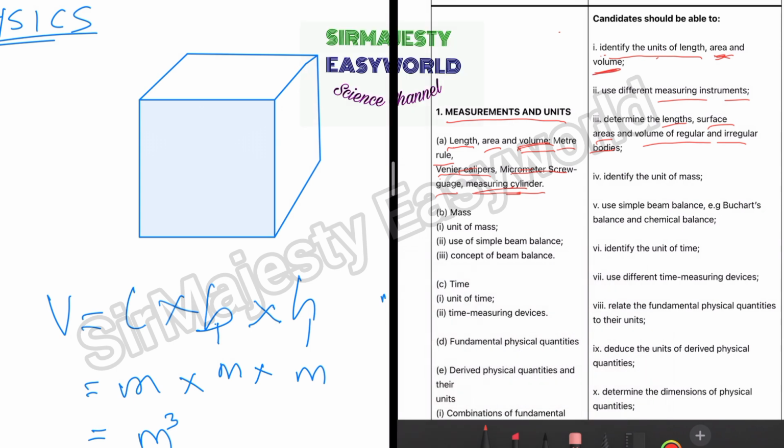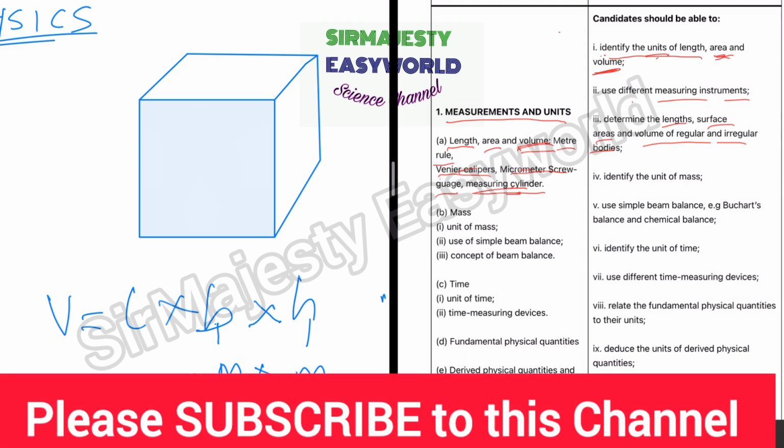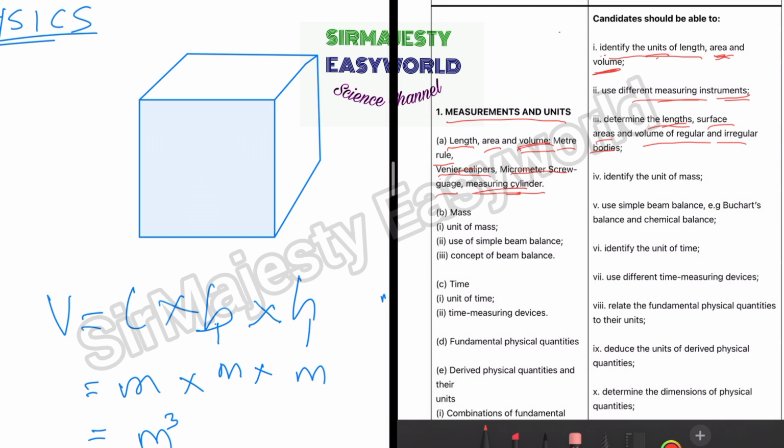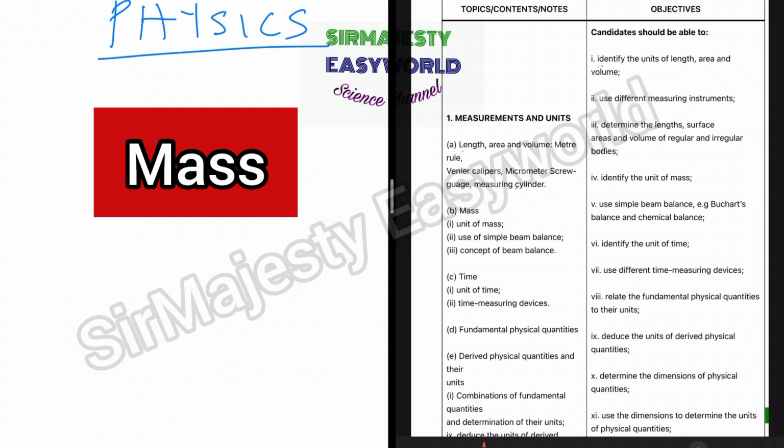Now, we've covered their units, the instruments for measuring them, how to determine them, how to actually measure them. Now let's move over to JAMB questions and see practically what we can do with this. Before we move to that, next up here is mass. Okay, now we'll talk about mass.